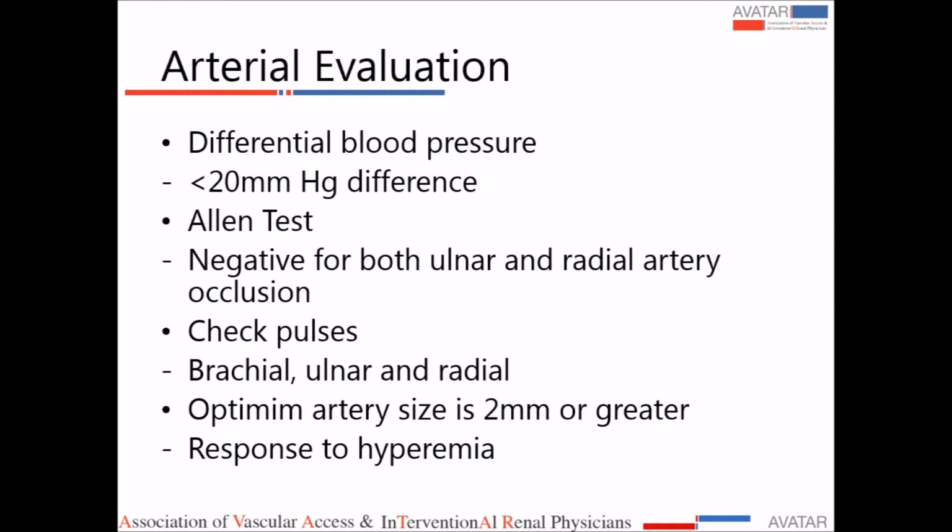A lot of people now are trying to come up with numbers even lower, so they're saying that you can go ahead and place a fistula even if your arterial diameter is 1.6 millimeters. But I think that we are going to see many more failures if we move our criteria a little bit lower.